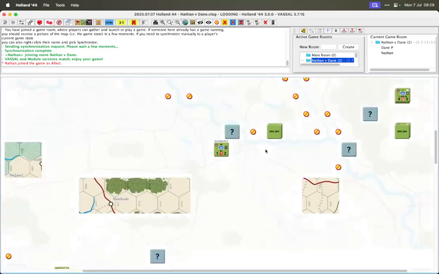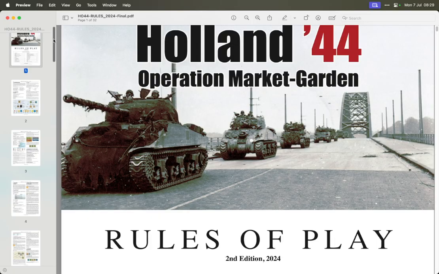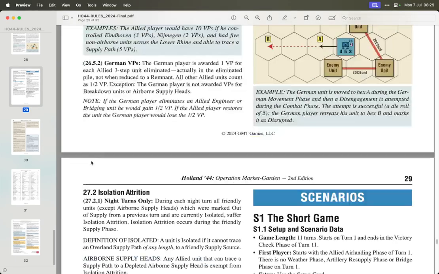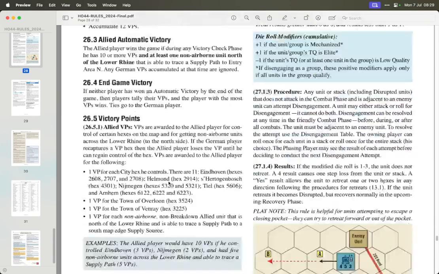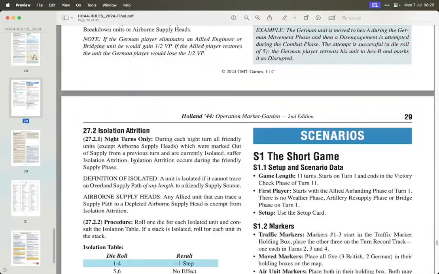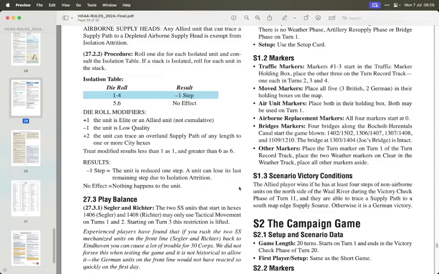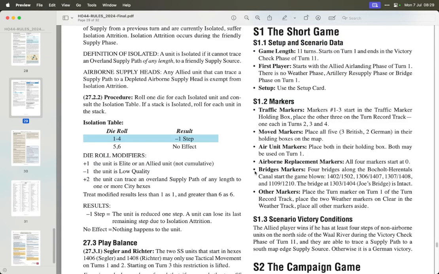Yeah, so it looks like they might have removed it for some dumb reason. And do you want to play with all the other optional rules? It's up to you. I would say, yeah, let's do it. Okay. I mean, in this game, I don't use disengagement very often. And what was the other one? Isolation attrition. Isolation attrition can severely hurt the British 1st Airborne, but it's also more realistic, I think.